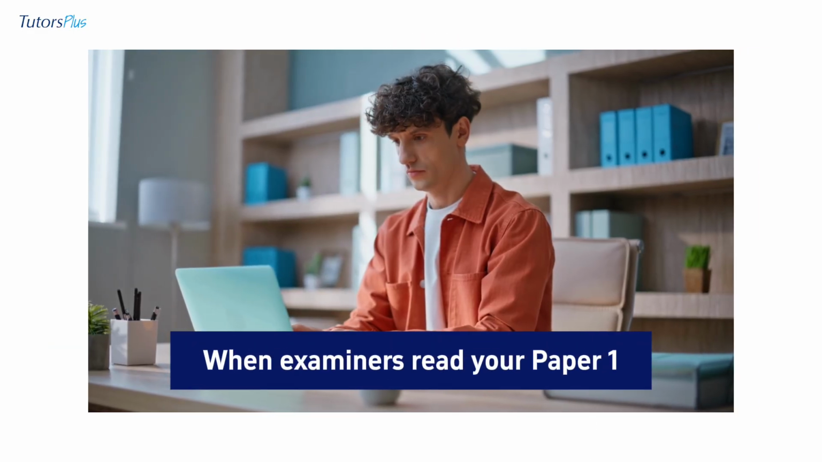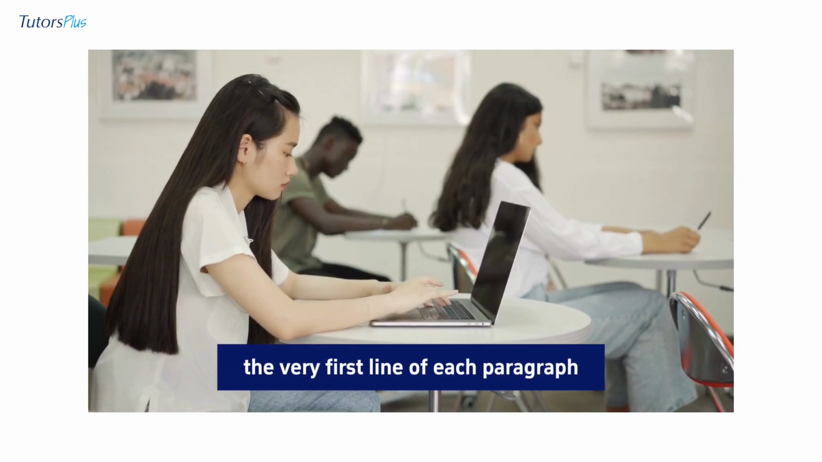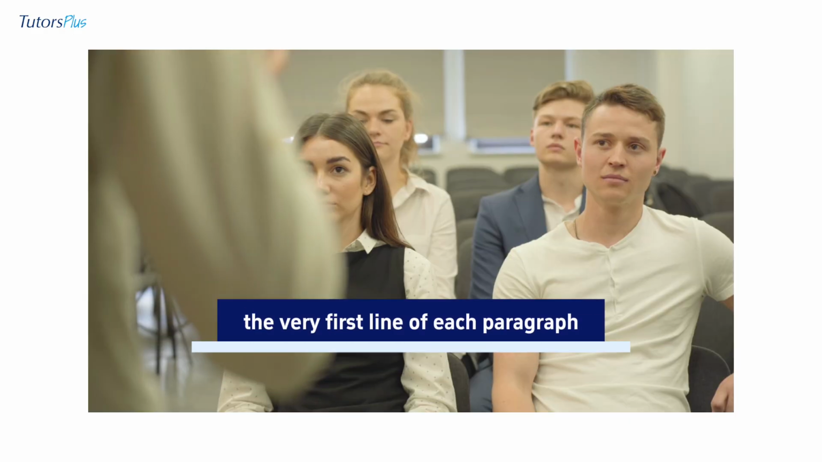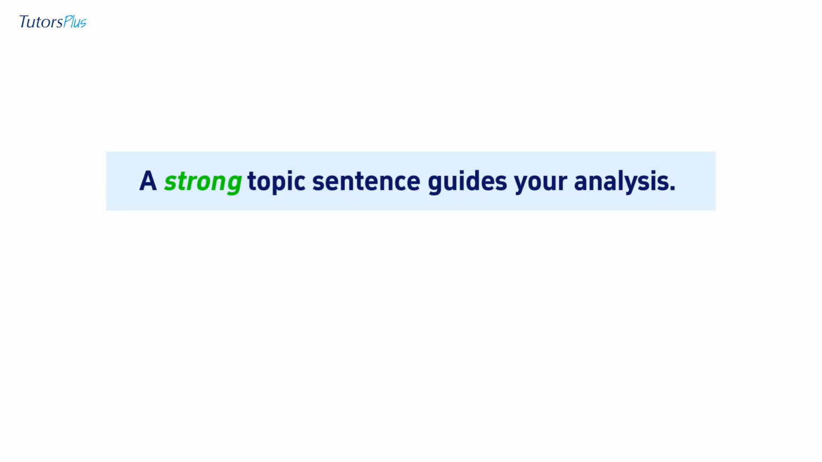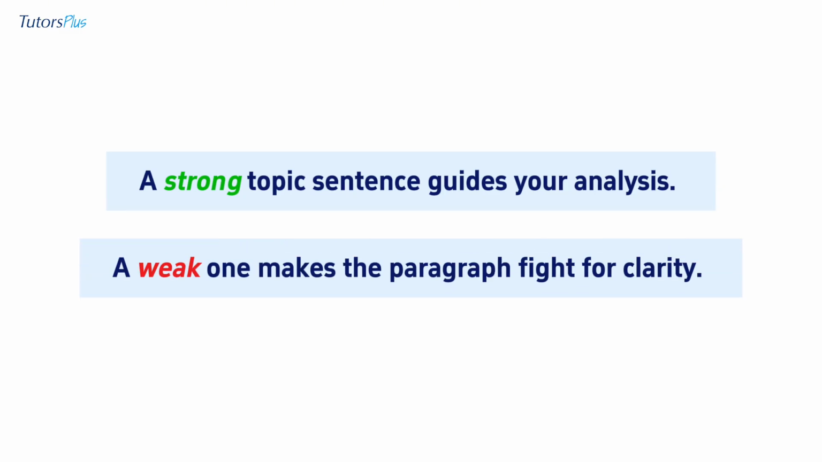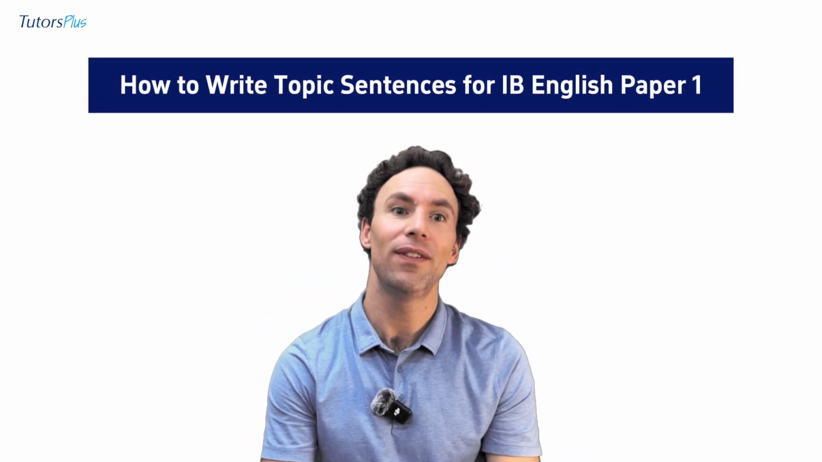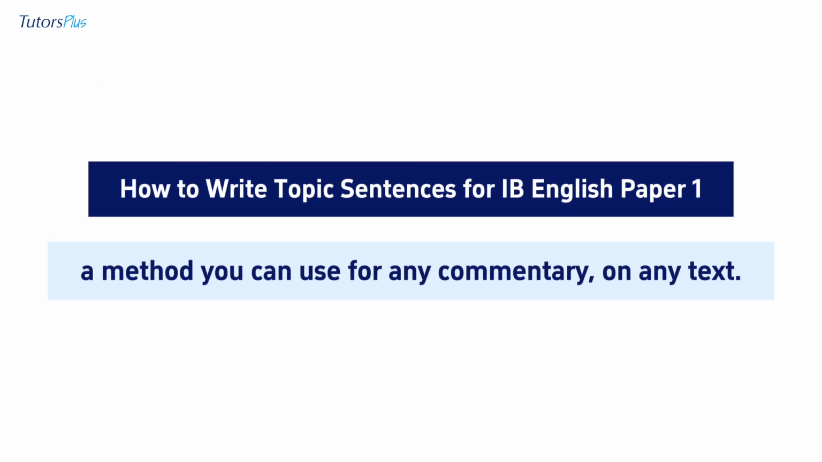When examiners read your Paper 1, the very first line of each paragraph sets the tone for everything that follows. A strong topic sentence guides your analysis, where a weak one really makes the paragraph fight for that clarity. So today, we're going to make sure that your topic sentences give you the control that you need right from the start. This is how to write topic sentences for IB English Paper 1, using a method that you can use for any commentary or any text.